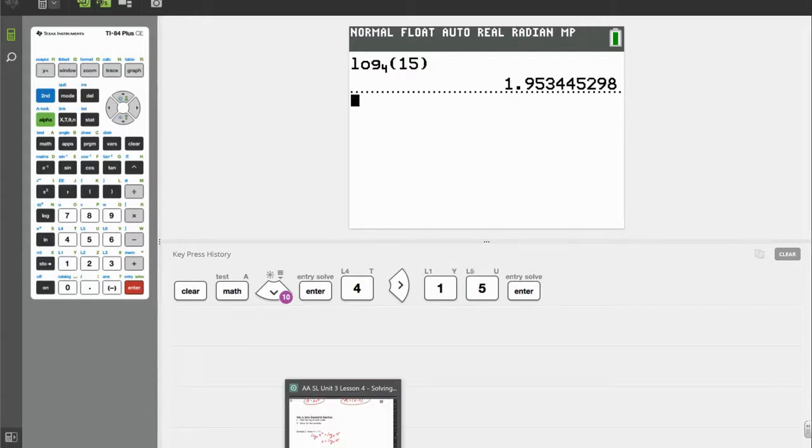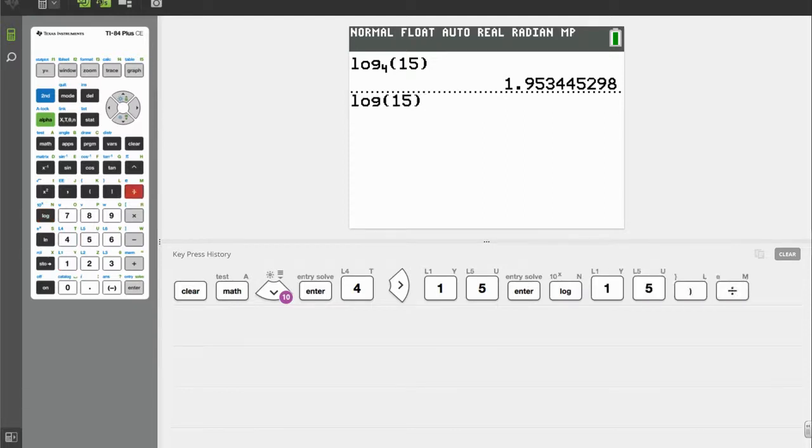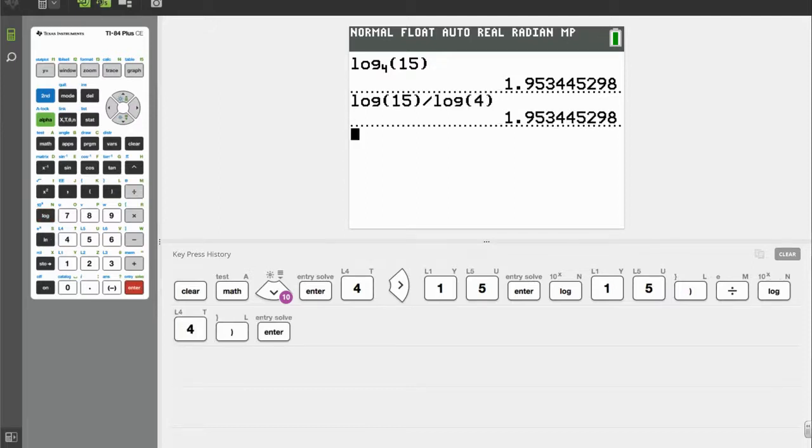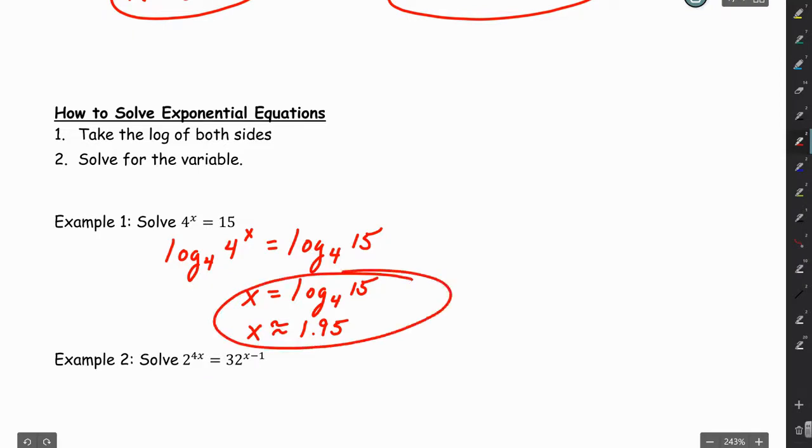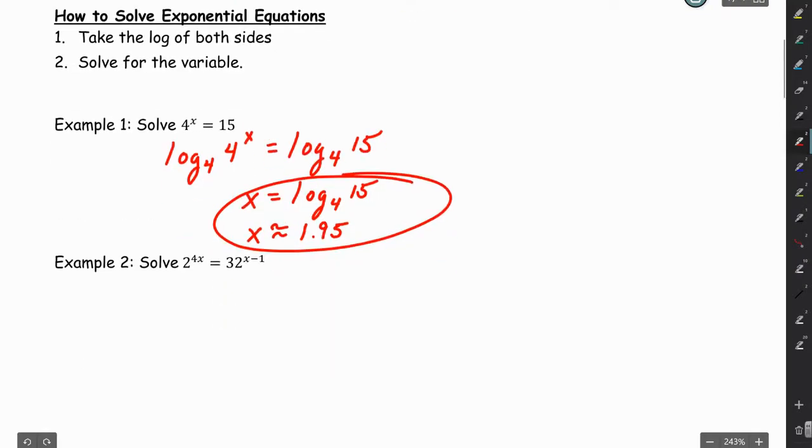Now, if you don't have that function in your calculator, you could use change of base, and we would do log of 15 divided by log of 4. And we get the same answer. All right, moving on to example 2. All right, I'm going to take log base 2 of both sides, because log base 2 of 2 is 1.